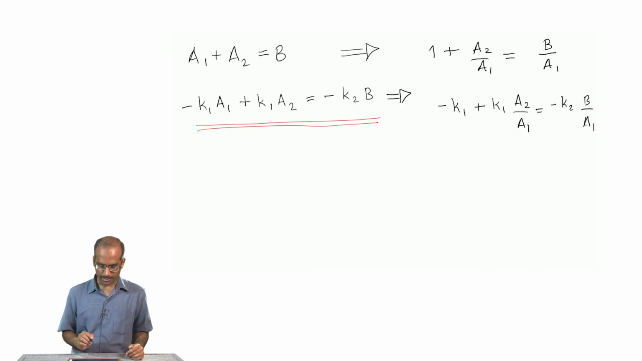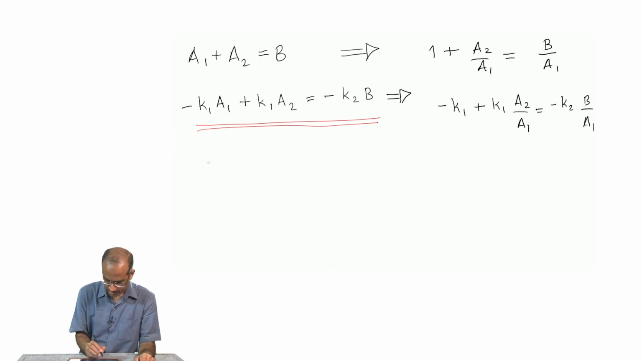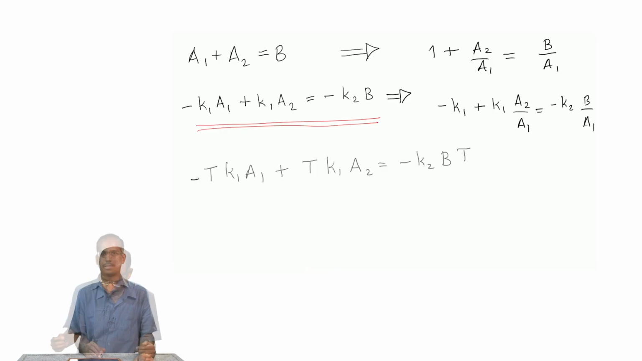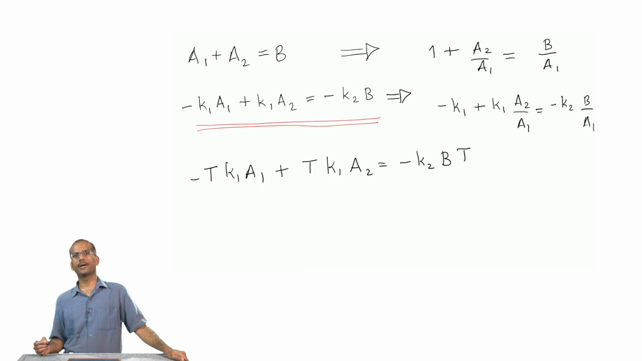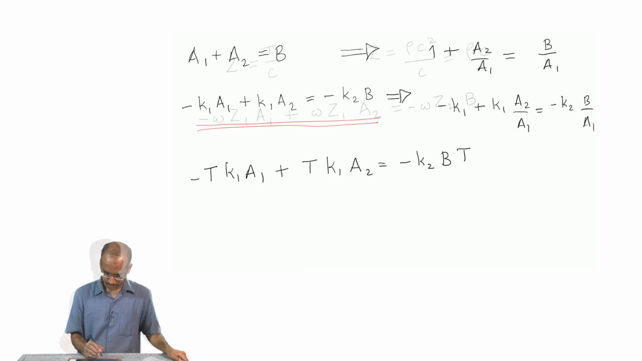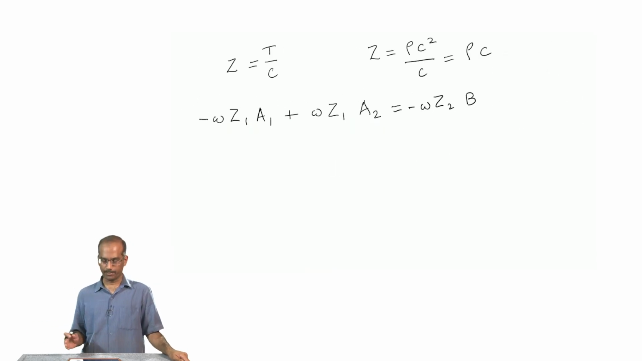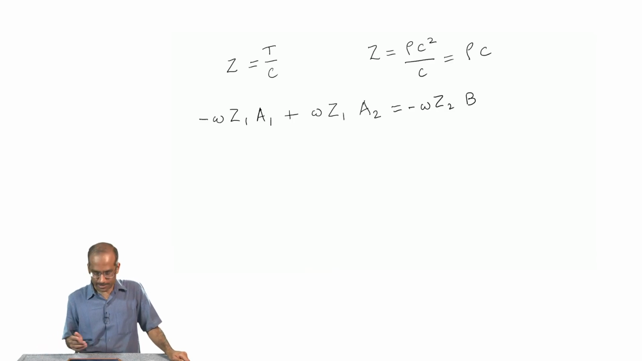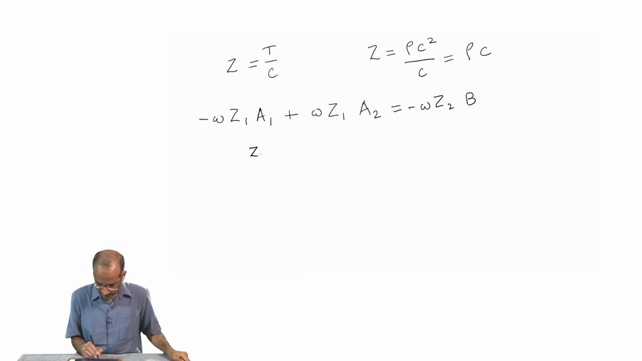So, let me rewrite this equation slightly differently. I am going to multiply it by T throughout, which is the uniform tension in the string, and this K1 will be substituted by omega by C1 and K2 will be substituted by omega by C2. So, Z1 and Z2 are the impedances in the 2 media. Now, I can cancel omega throughout and rewrite it slightly differently.